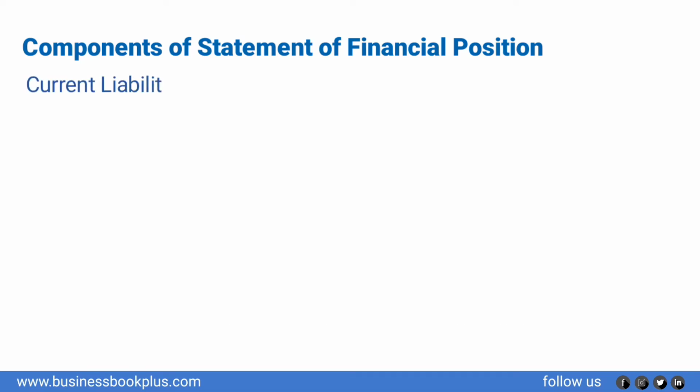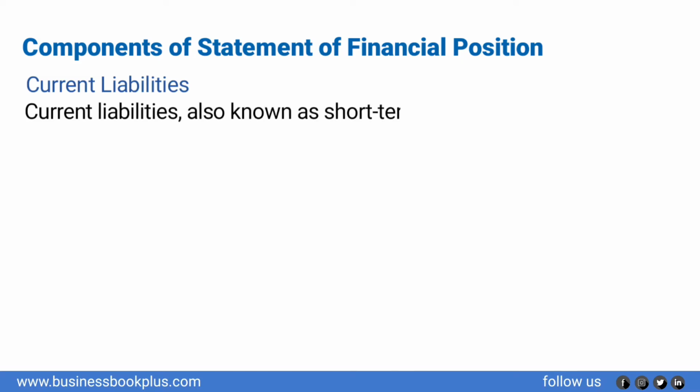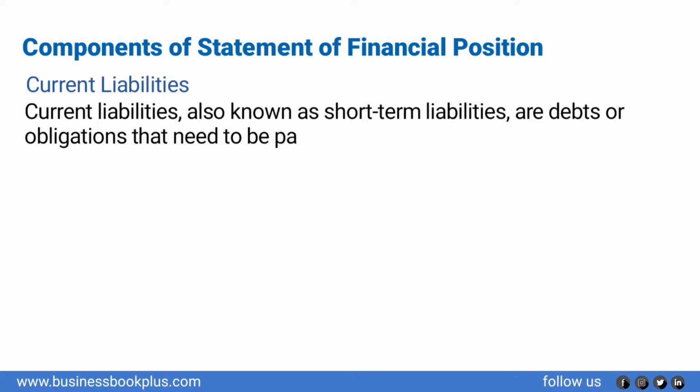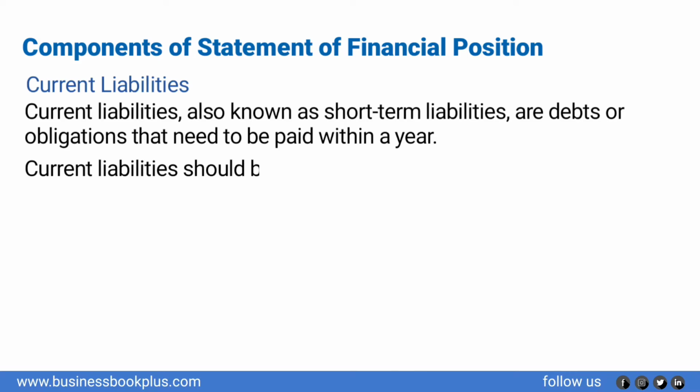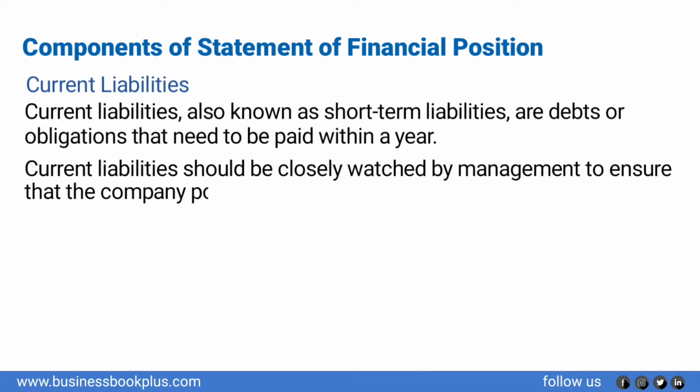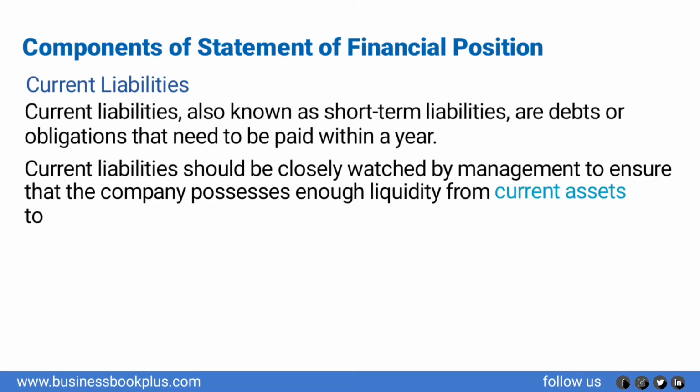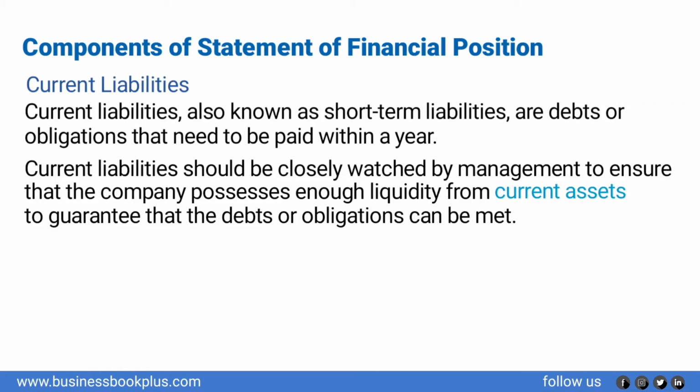Current liabilities. Current liabilities, also known as short-term liabilities, are debts or obligations that need to be paid within a year. Current liabilities should be closely watched by management to ensure that the company possesses enough liquidity from current assets to guarantee that the debts or obligations can be met.